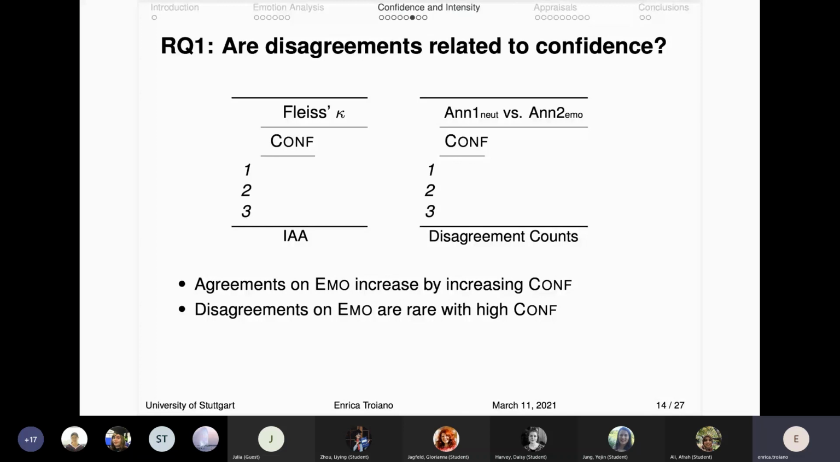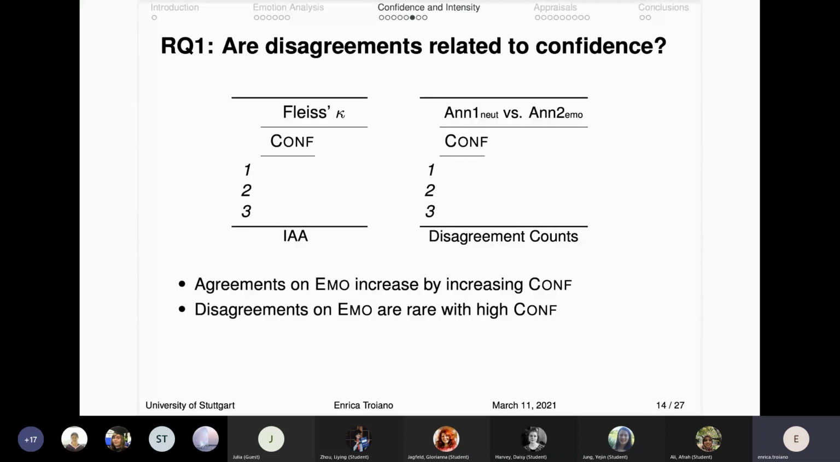So we can approach this question from 2 different angles. We can look at Inter-annotator Agreement again, but for different levels of confidence. And we can have a look at the disagreement counts to better understand the cases in which the disagreements arise. So let's first consider the Inter-annotator Agreement, the table on the left.